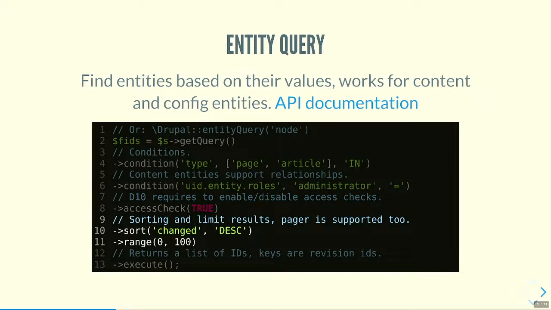You can do the usual stuff with sorting, you can do range, you can do a pager, nothing too special here. And at the end, you execute that query, and then you get back a list of IDs. You can load them, you can work with them. One useful bit, the array keys are revision IDs, which is useful if you do an all revisions query. Then you can use the array keys to load those specific revisions and even match the same entity multiple times, for example. So you can get all revisions of the same entity.